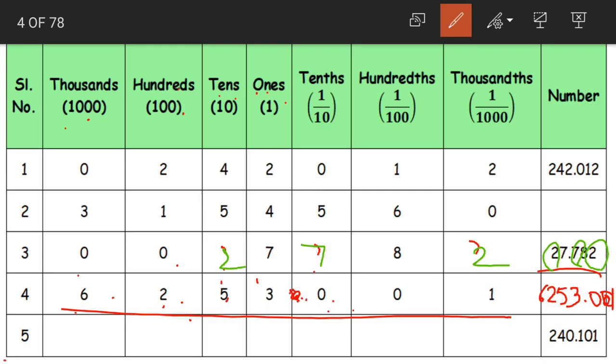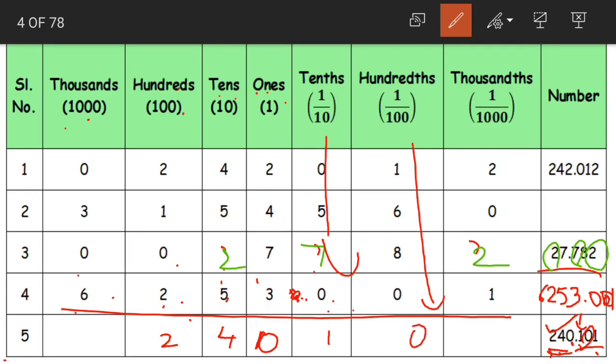Now next, last one, 240.101. Now in 240, 2 is in hundreds place, 4 is in tens place, 0 is in ones place. So we are done with 240. Then we have a decimal point and next we have 1. 1 is in 1/10 place. Then we have 0 which is in 100th place. Then lastly we have 1 which is in 1000th place.